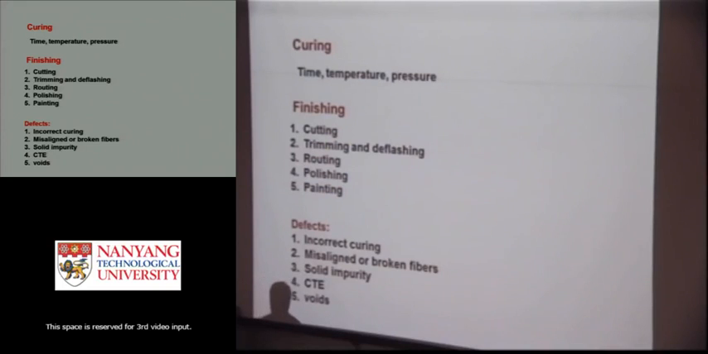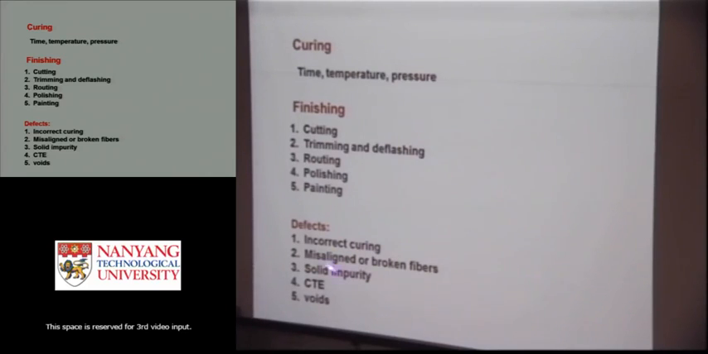More importantly, you should be careful about defects, because during processing, if you don't pay attention to some of the conditions, you may introduce a lot of defects in the composite. For example, incorrect cooling conditions, including temperature and pressure. If the temperature is too high, you may have problems, or if the temperature is too low, you may also have problems, and the same with pressure.